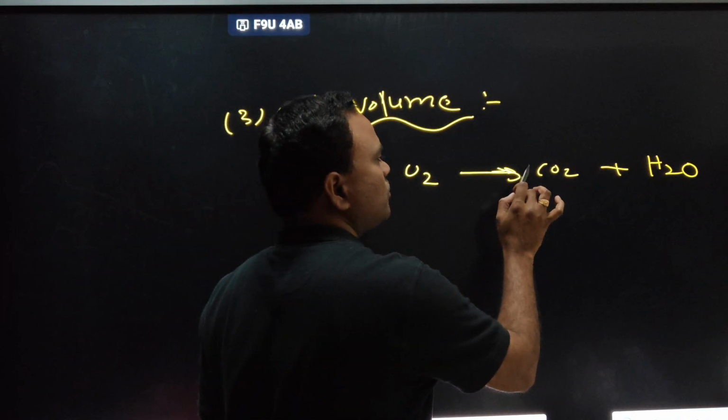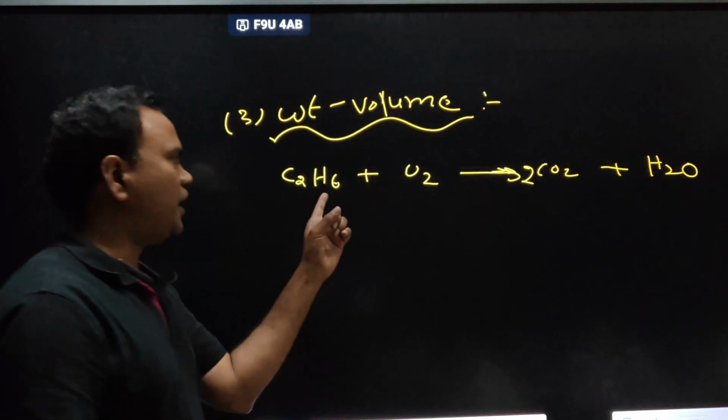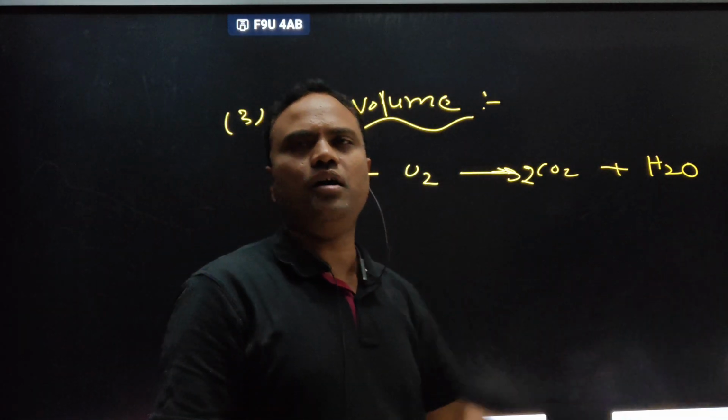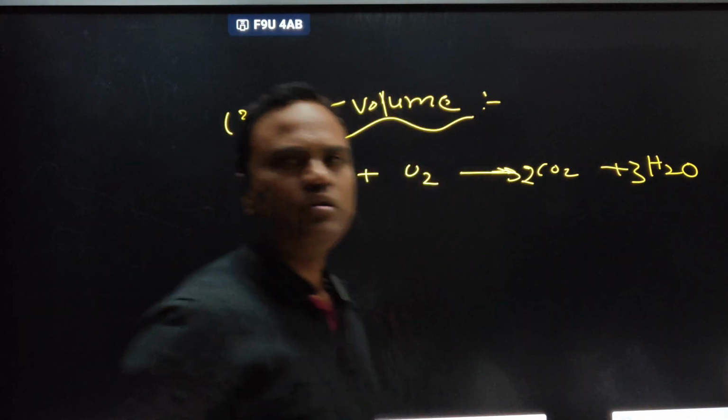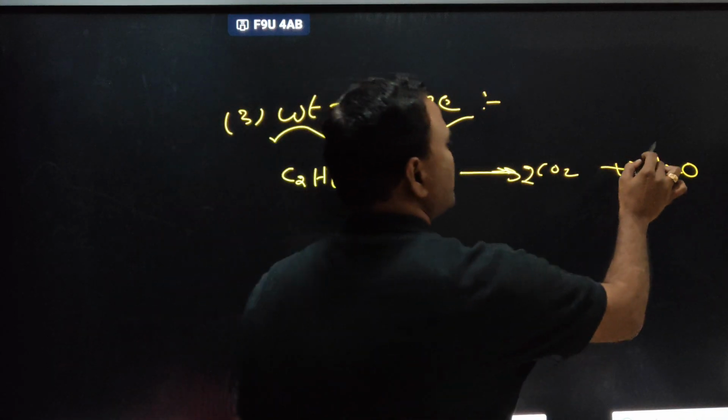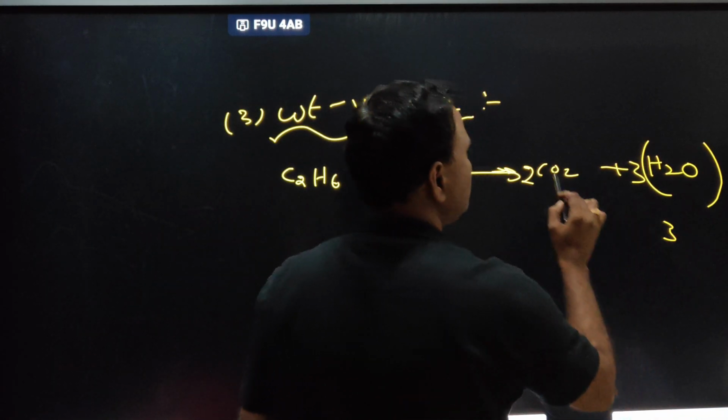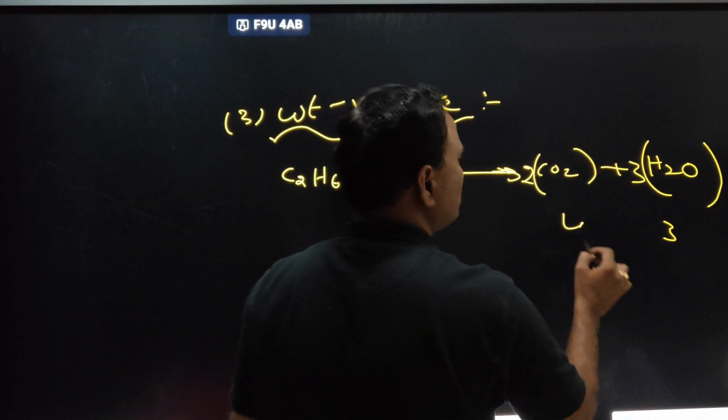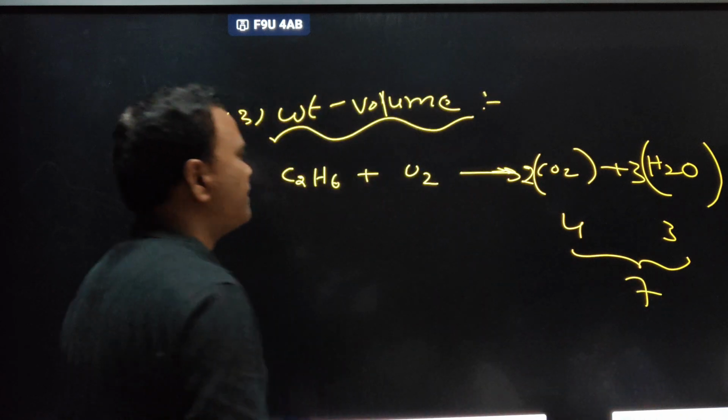Mole relation. How many carbons are present on the left side? 2. So right side 2. Hydrogens are 6, so here we have to write a 3. Then calculate oxygens on the left side and the right side. So 3 oxygens here, 4. Total how many? 7. And how to write 7 here?